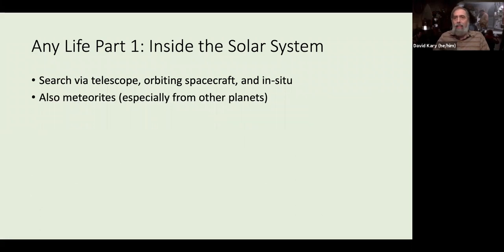But oh, and then there's the meteorites, right? Because occasionally we do get these things hitting us from elsewhere in the solar system, and there is a hope that, as with ALH 84001, maybe there will be evidence of life in one of those.